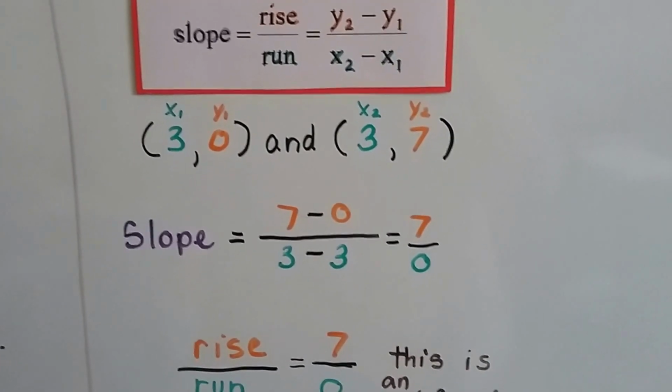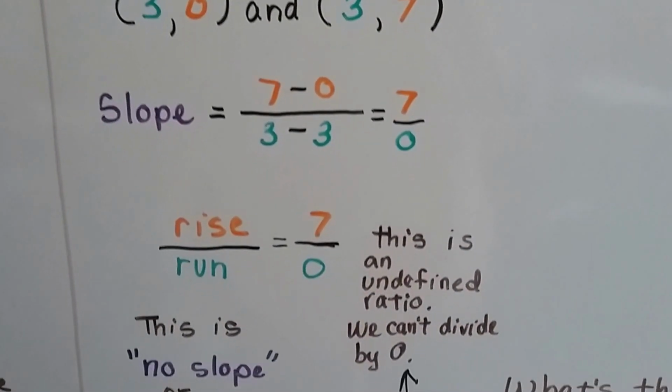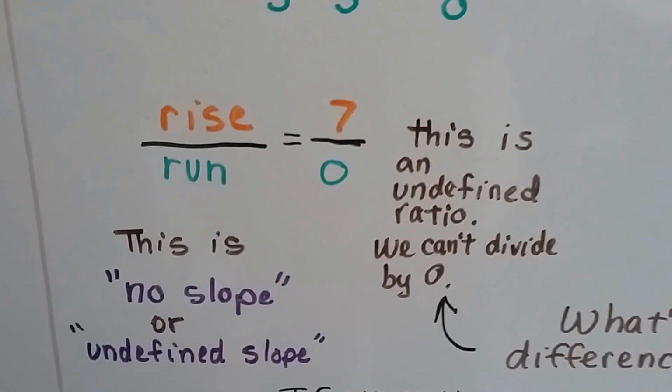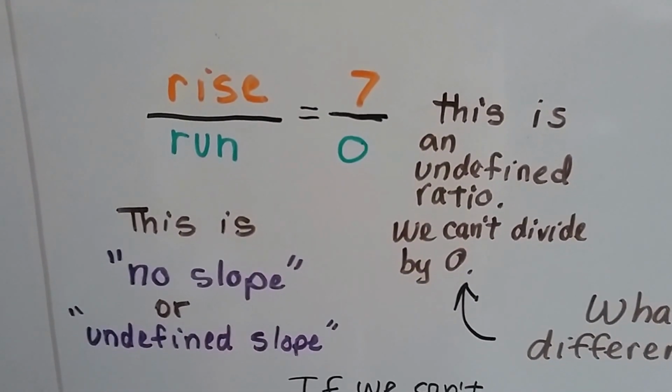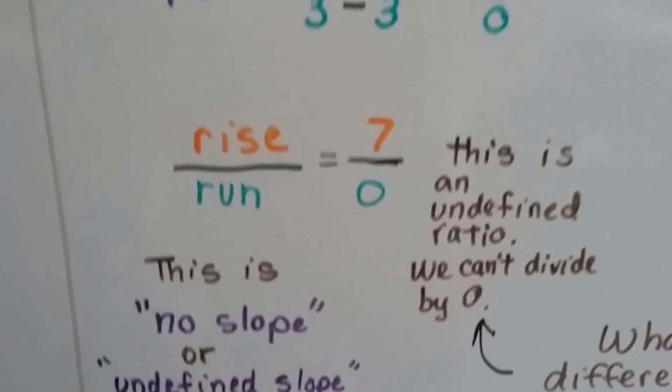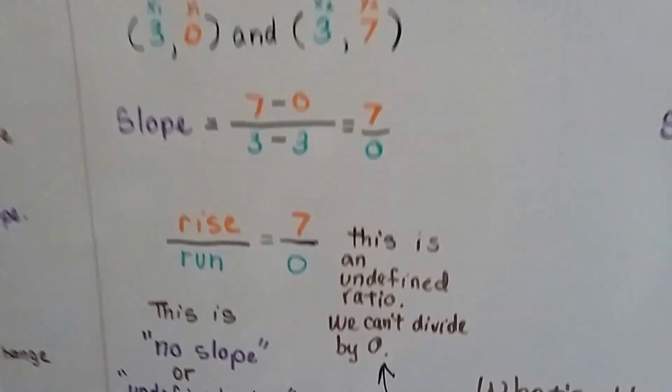7 divided by 0. Well, that means the rise over the run is 7 over 0. Well, that's an undefined ratio. We can't divide by 0. We've learned that. So this is no slope or undefined slope. Now, I'm going to show you the difference between this and a 0 slope in a second.